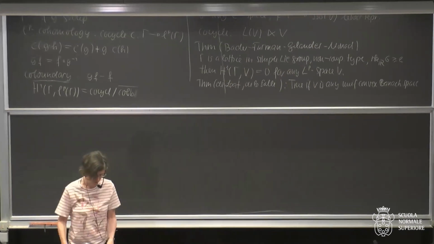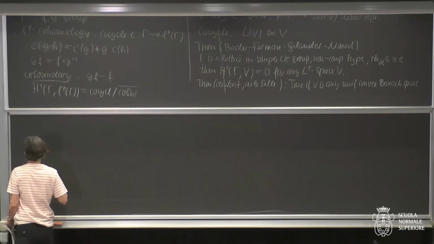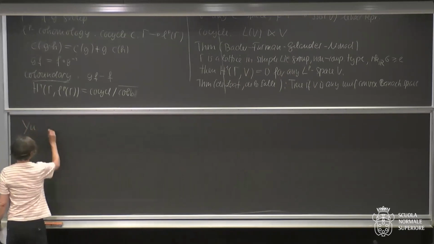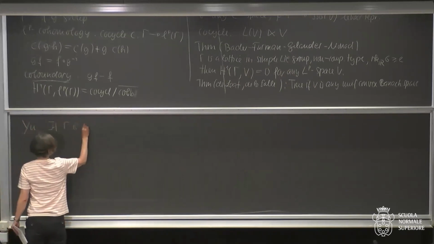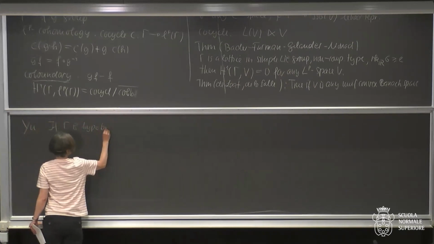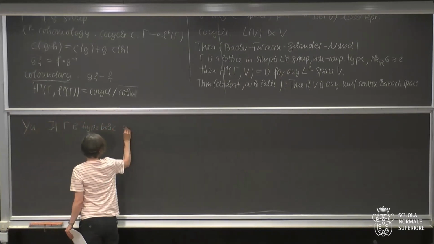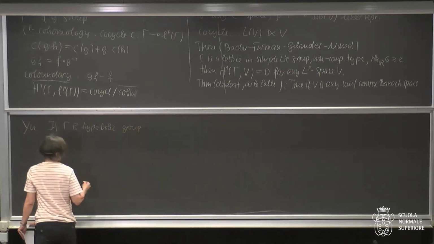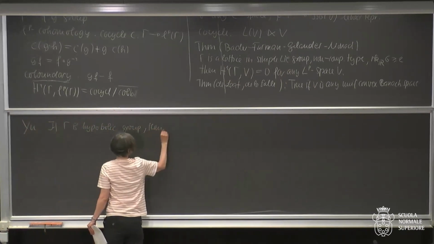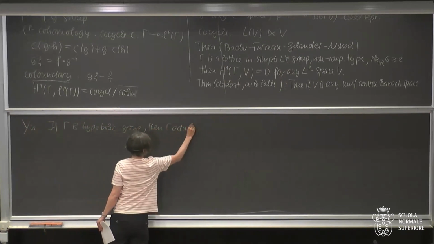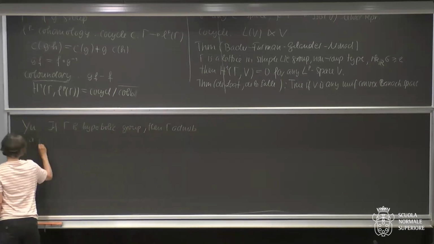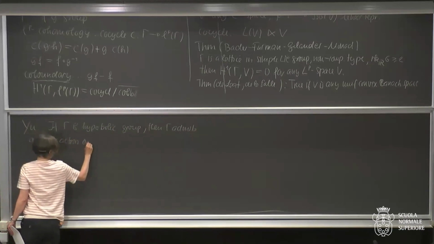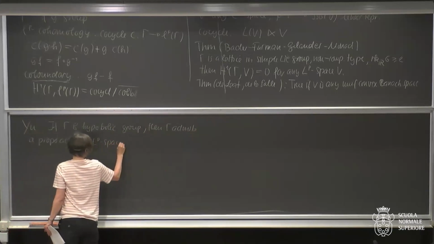On the other hand, there is a theorem which was also already mentioned by Cornelia. There's a theorem which is due to Guoliang Yu, and it says if gamma is a hyperbolic group, hyperbolic in the sense of Gromov, and since this was introduced a couple of times already, I will not introduce this anymore, then gamma admits a proper action on an Lp space for some p.